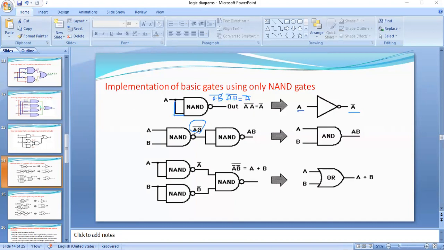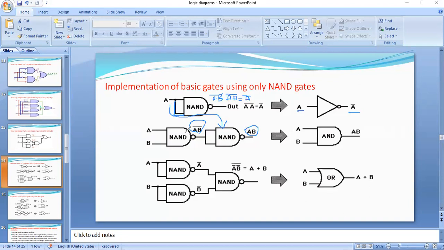So here I'm giving this A dot B whole bar as input to another NAND gate. So what is the output here? AB. If you want to complement, what you have to do is give this A dot B whole bar to the inverter. We know that inverter using a NAND gate. So from that we can implement the AND function using only NAND gates.